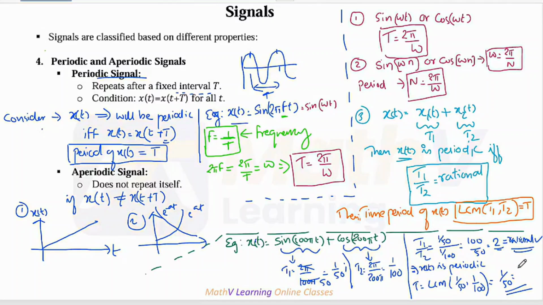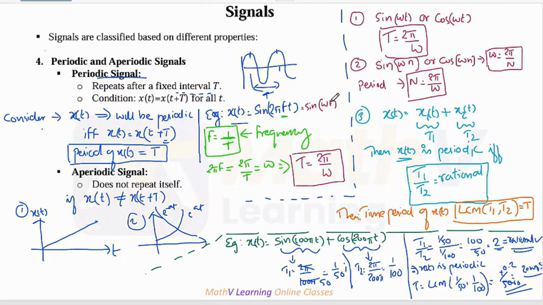Okay, so what is 1 by 50? It is 0.2 by 10, so 0.02, or we can say 20 millisecond, right? 20 millisecond. Okay, so that is the time period of this signal. So this is how we find the time period of a summation of two signals.